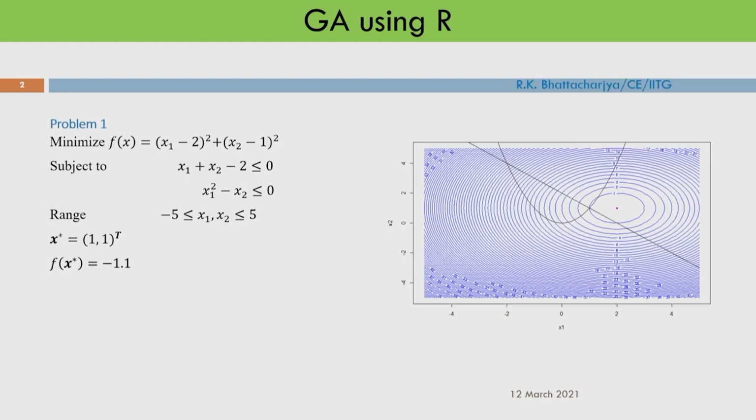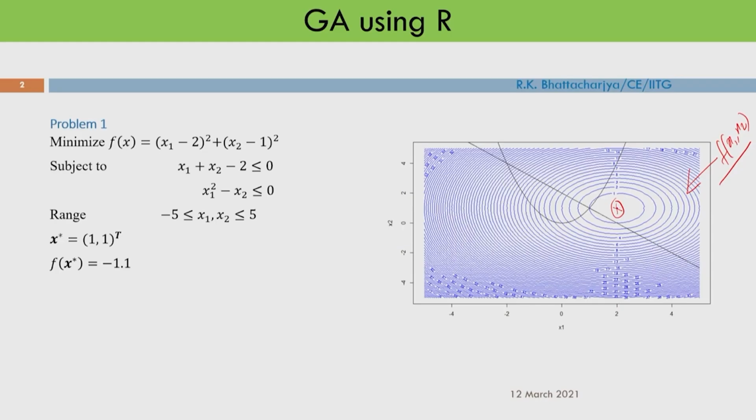Now, if I solve this unconstrained problem, as you can see, I have shown you the contour plot of the objective function, the function f of x1 and x2. The unconstrained solution is somewhere here, and the solution is 2 and 1.